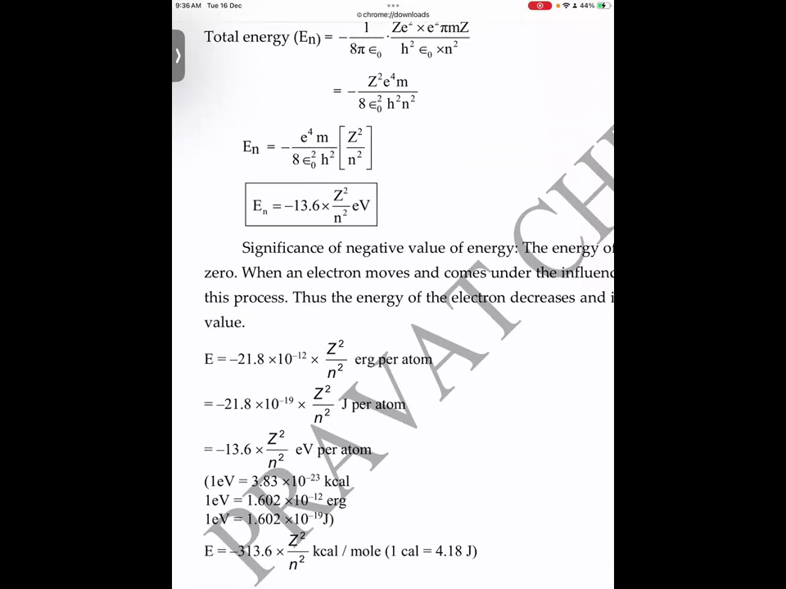Previously it was electron volt per atom. So if that is converted into erg, that is another unit of energy. So it is minus 21.8 into 10 to the minus 12 Z square upon n square, or minus 21.8 into 10 to the minus 19 Z square upon n square, that is joule per atom, because 1 joule equals 10 to the 7 erg, or 1 erg equals 10 to the minus 7 joule. That is minus 13.6 Z square upon n square, which we have already written.